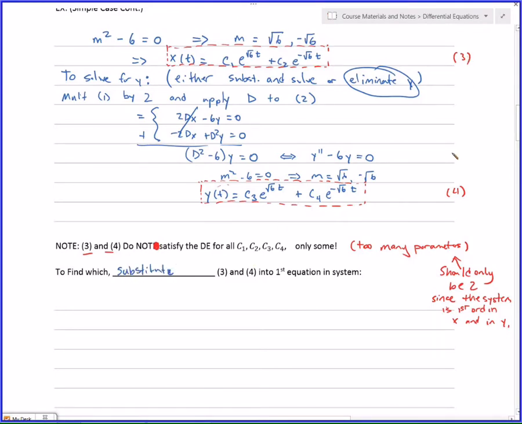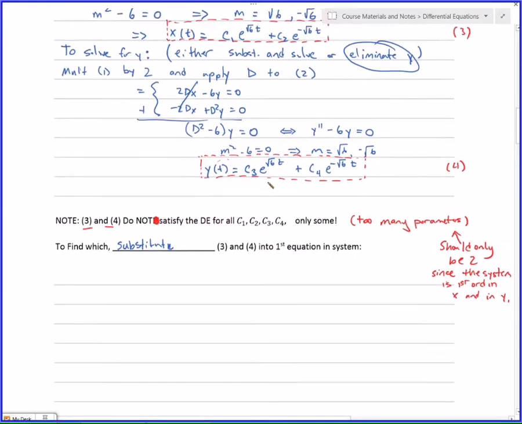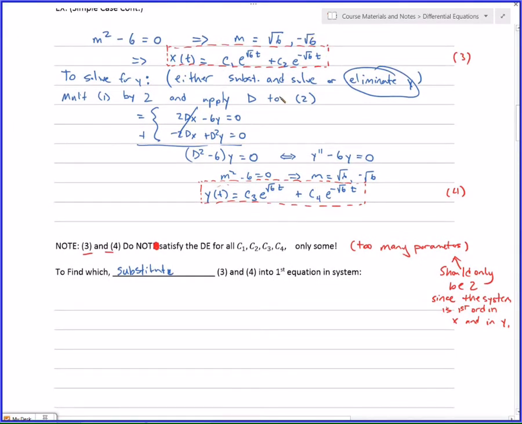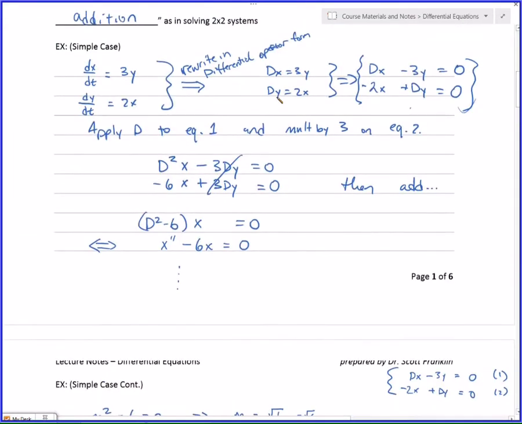We've got to substitute 3 and 4 back into an equation in the system to find out how 2 of these parameters depend on the other 2. We should be able to reduce this down to the number of parameters that we need. Okay, so let's do that. I'm going to take 3 and 4 and plug them into this system here. I'm going to take dx dt, and take my y and plug it into this first equation right there.